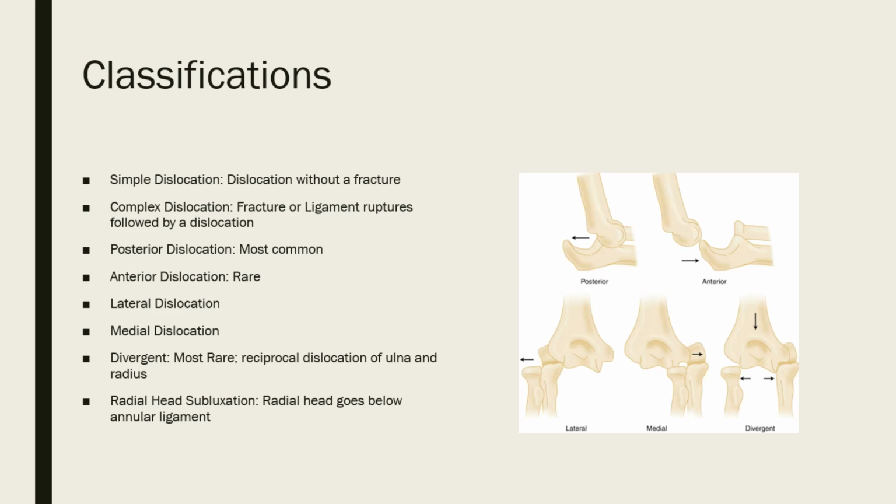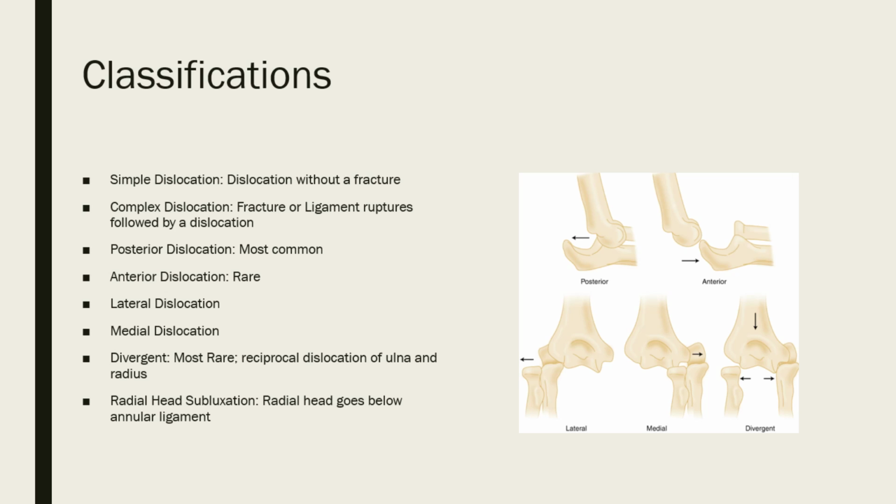There are many different classifications for dislocations. One grouping is whether it's simple or complex. A simple dislocation would have no ligament ruptures and no fractures. A complex dislocation means there was something else happening, whether a fracture or a ligament rupture. And then you have the direction of the dislocation, whether posterior, anterior, lateral, or medial. Posterior is probably going to be the most common.